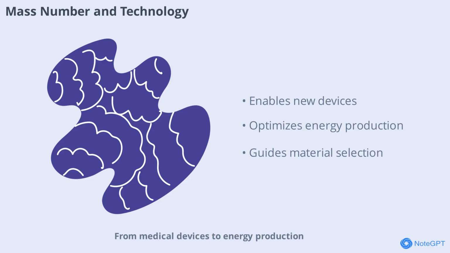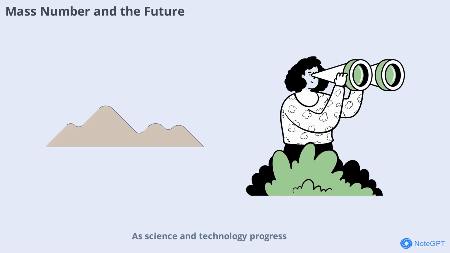From medical devices to energy production, the right isotope can make all the difference. Mass number guides the selection and use of these materials in cutting-edge technology. As science and technology progress, mass number will continue to play a vital role. From new medical treatments to sustainable energy solutions, understanding mass number will help us solve some of the world's biggest challenges and unlock new possibilities.